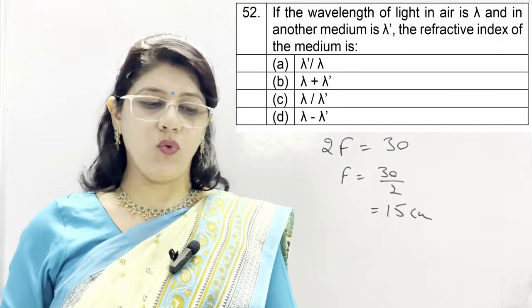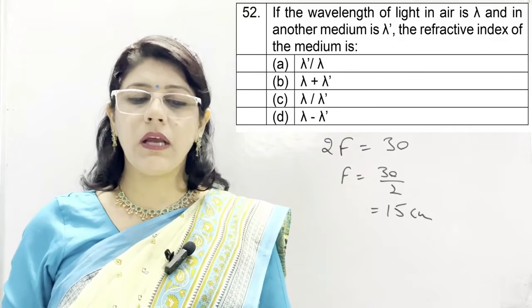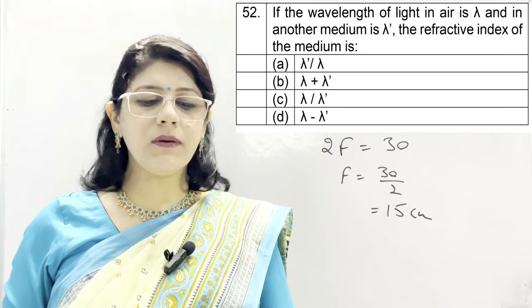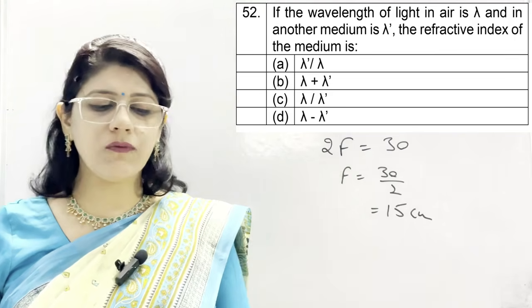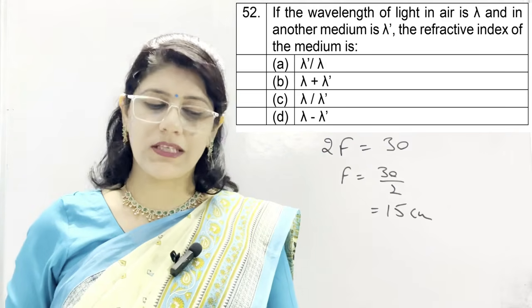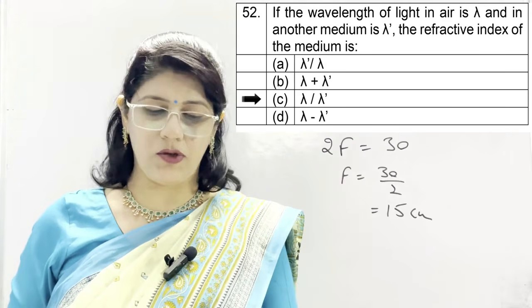In question number 52, if the wavelength of light in air is lambda and in another medium is lambda dash, the refractive index of the medium is. Correct option is C, which is lambda upon lambda dash.